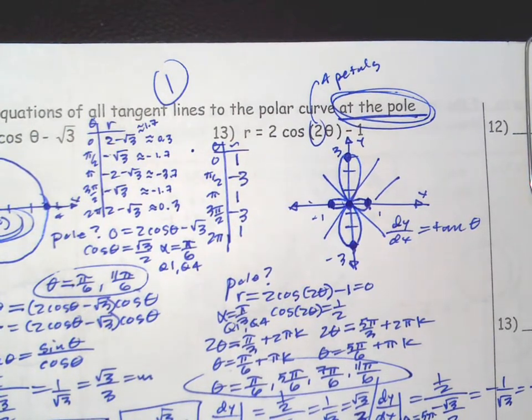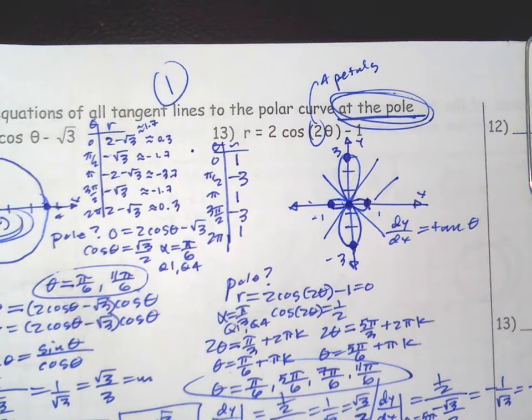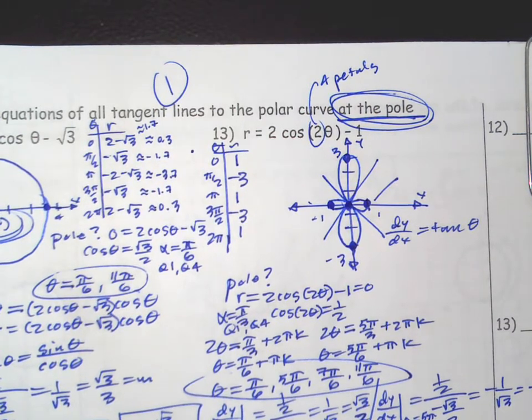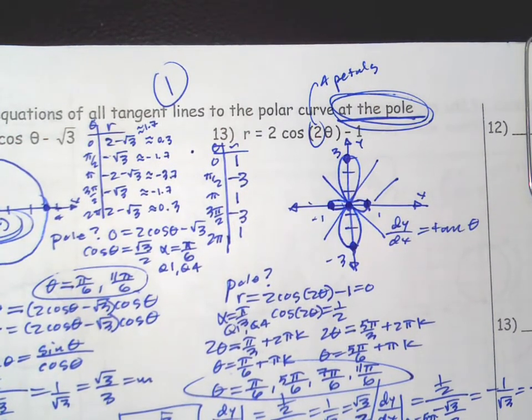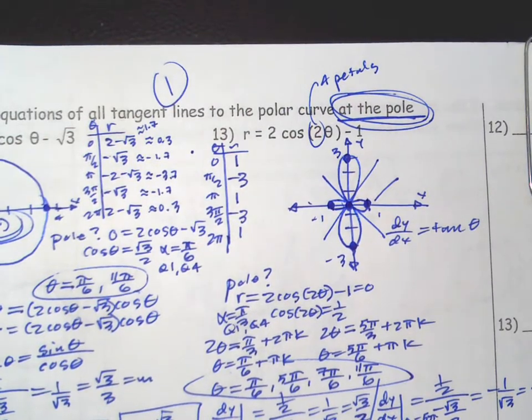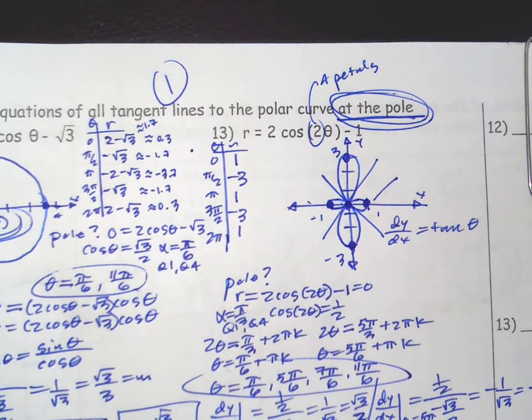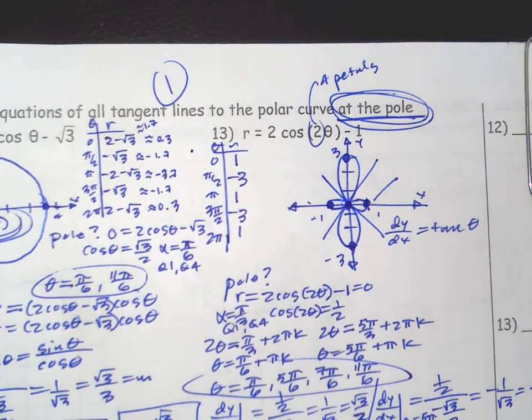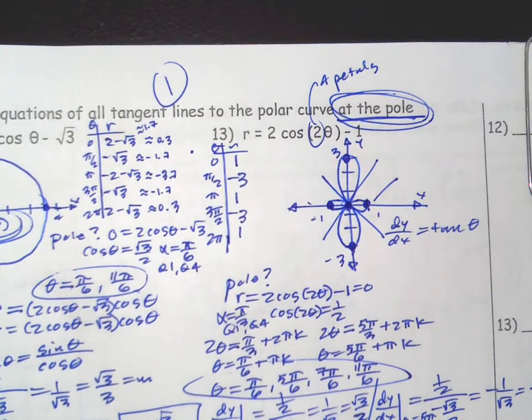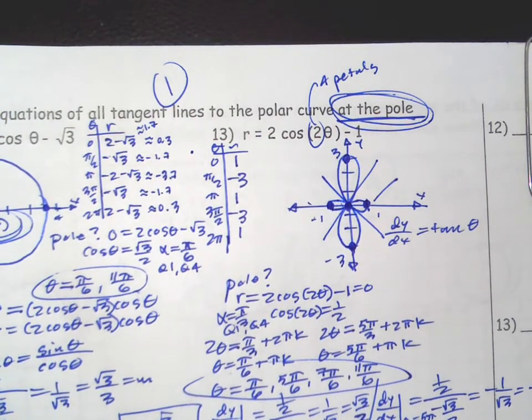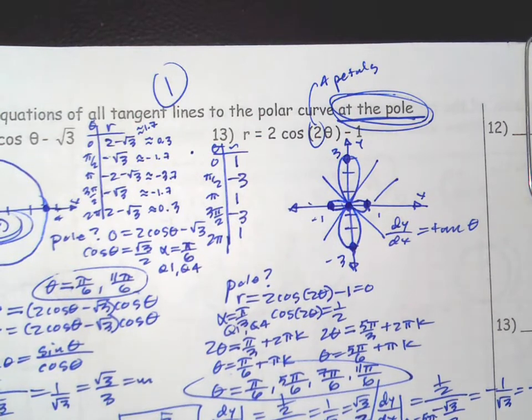And then 11 pi over 6, that's going to be negative 1/2 over positive root 3 over 2. So that's going to be negative 1 over root 3. So that's going to be negative root 3 over 3. So we could say y minus 0 equals root 3 over 3, x minus 0. Or you could say y equals root 3 over 3 x. And then the other one, it's going to be y minus 0 equals negative root 3 over 3, x minus 0.